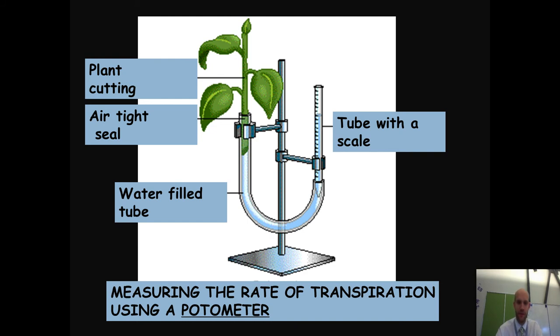This is called a potometer, and you can see that as water passes through the plant, the water is taken in, and we can read that off the scale. So for example, you could put it under different lighting conditions, with a fan, under different temperature conditions, under different humidities.